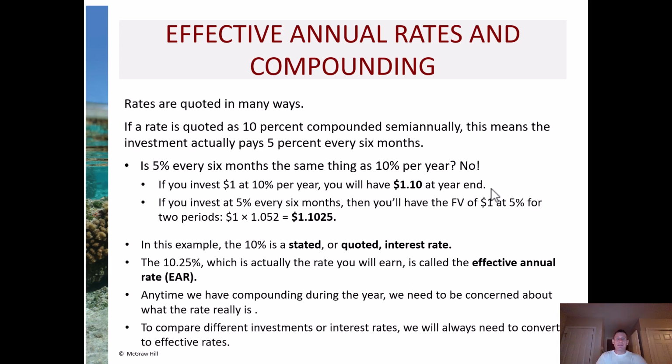So in this example, the 10% is a stated or quoted interest rate. The 10.25%, which is actually the rate you will earn because of the compounding, is called the effective annual rate. That's usually going to be higher than the stated or quoted interest rate. Anytime we have compounding during the year, we need to be concerned about what that rate really is. To compare different investments or interest rates, we will always need to convert to effective rates to really understand what my investment is making me as far as rate of return.